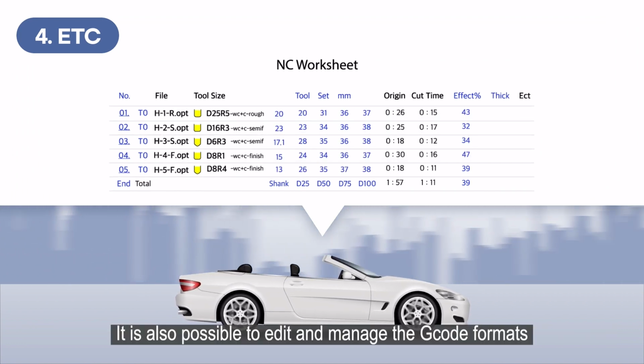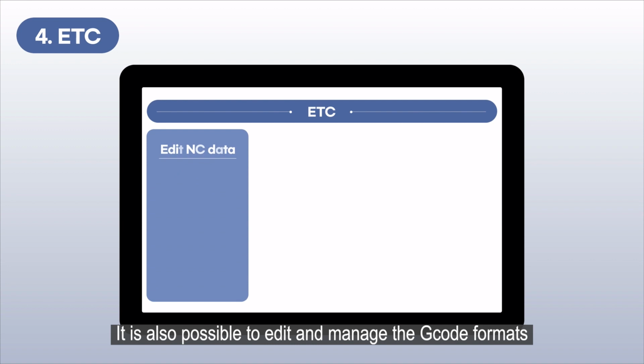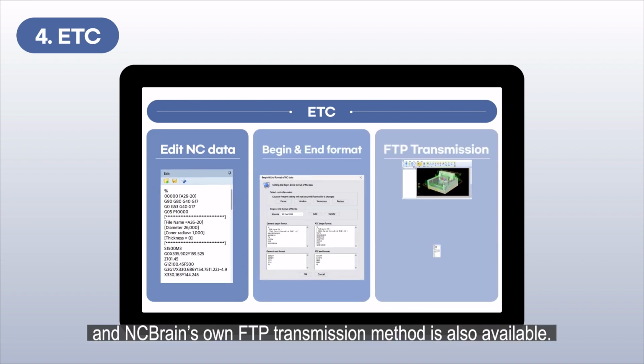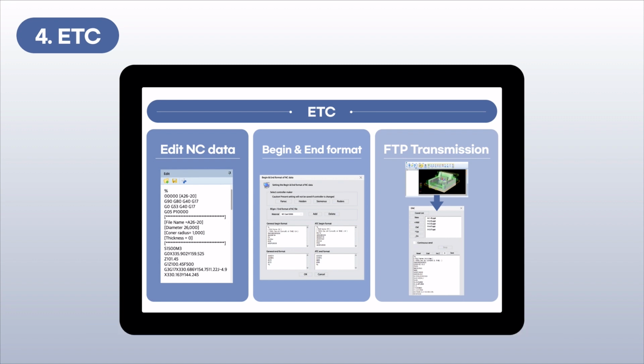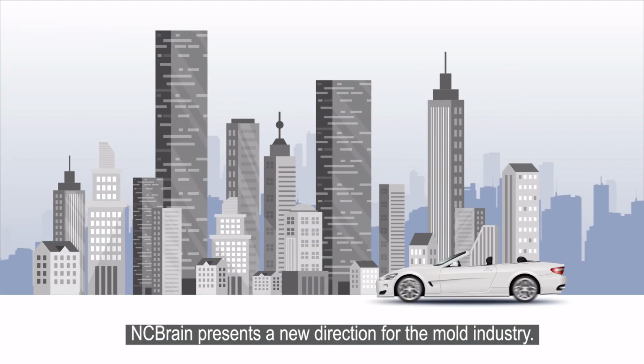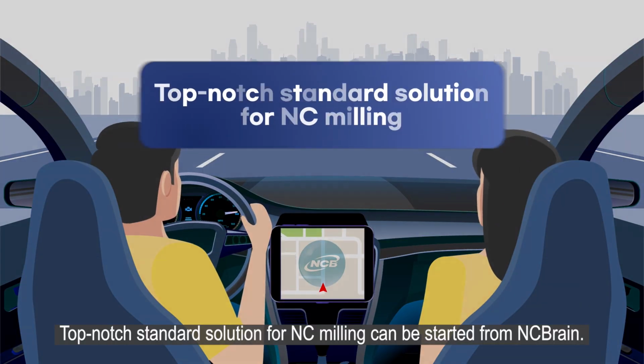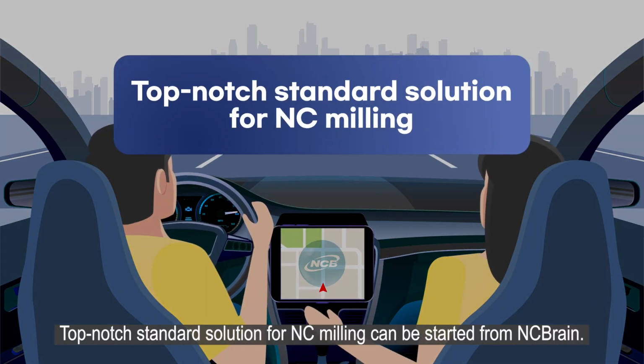It is also possible to edit and manage the G-code format supported for each machine, and NCBrain's own FTP transmission method is also available. NCBrain presents a new direction for the mold industry. Top-notch standard solution for NC milling can be started from NCBrain.